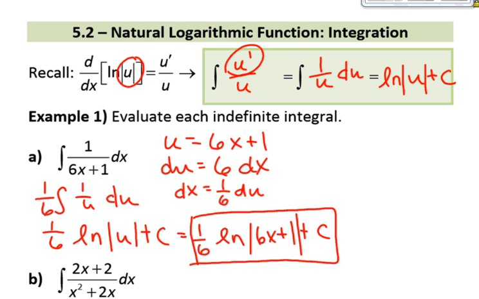Typically, once you get practice, most of you can go from this step to this step, doing all that u substitution in your head. But for now, make sure you are showing the steps so that you don't miss anything. Because what will end up happening is you get so used to doing that that you end up forgetting this 1/6 here. Alright, so don't forget that. Alright, so let's look at b.